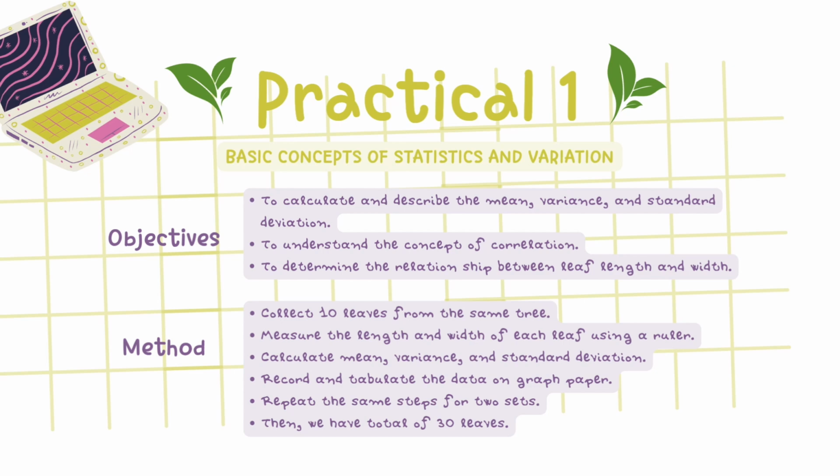For the method, we need to collect 10 leaves, measure the length and width of each leaf, and calculate mean, variance and standard deviation. Then we need to record and tabulate the data on graph paper and repeat the same steps for two sets.